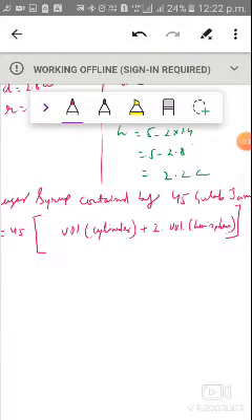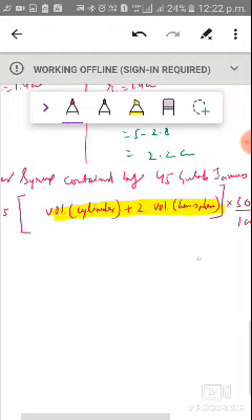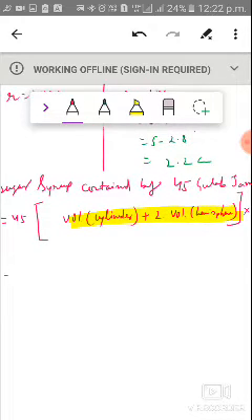So the volume of sugar syrup in 1 gulab jamun is 30% of the volume of 1 gulab jamun. So this is the volume of 1 gulab jamun, and we need 30% of it. 30% of it means we need to multiply by 30%, and 30% means 30 by 100. So now I am going to write that 30 by 100 here.